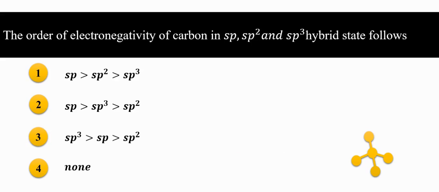Next question, the order of electronegativity of carbon in sp, sp2 and sp3 hybrid states. As you know, as the s character increases, students, what happens? Electronegativity increases, right? So the first option is the correct one. Sp has 50% s character, sp2 has 33.3% s character, and sp3 has 25%. So as the s character increases, electronegativity increases. So the first option is correct.